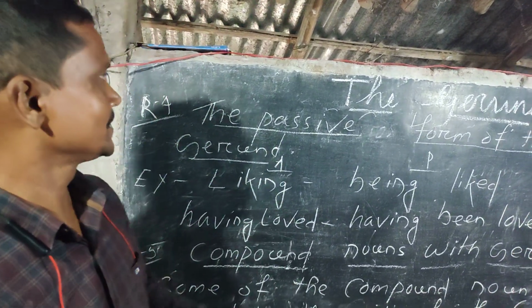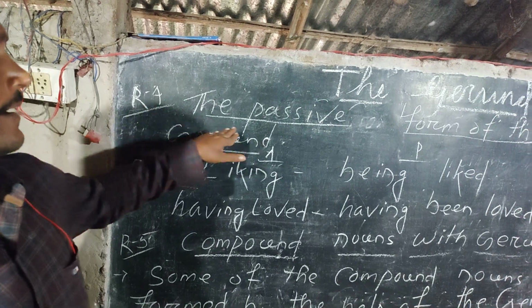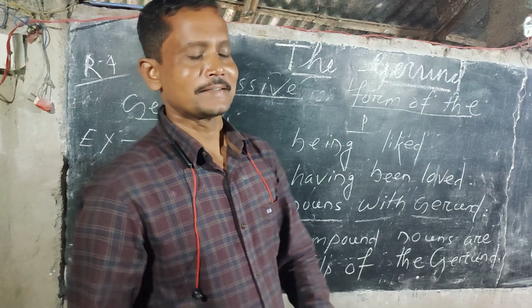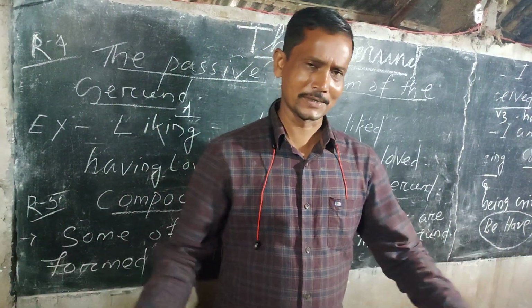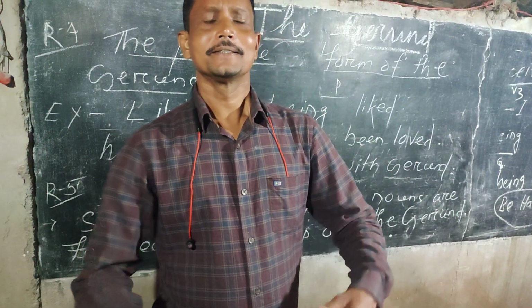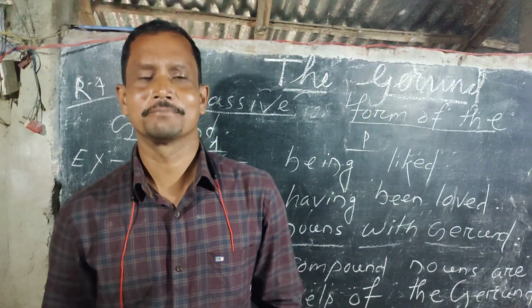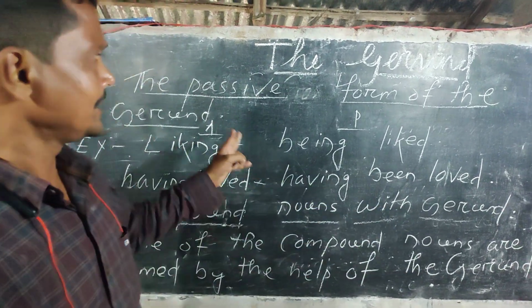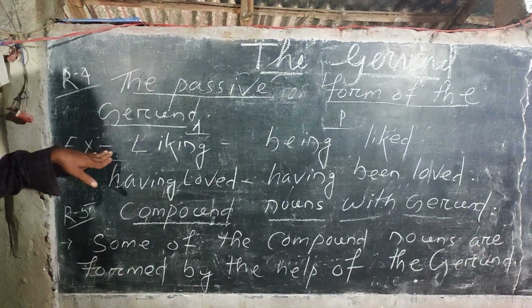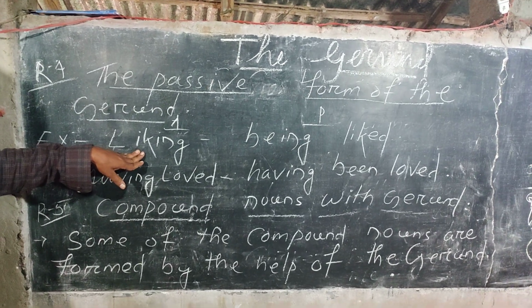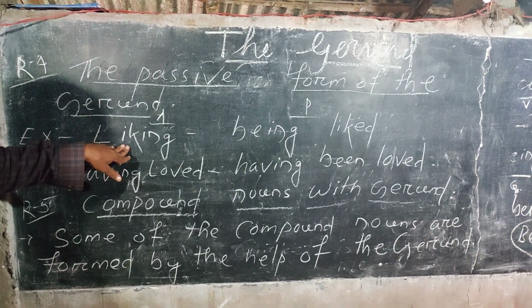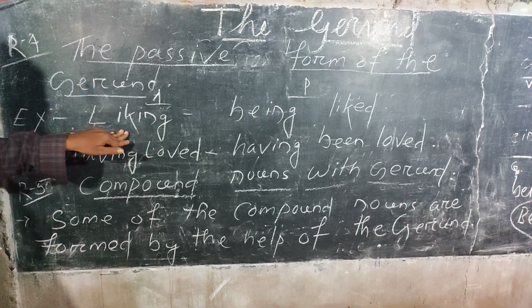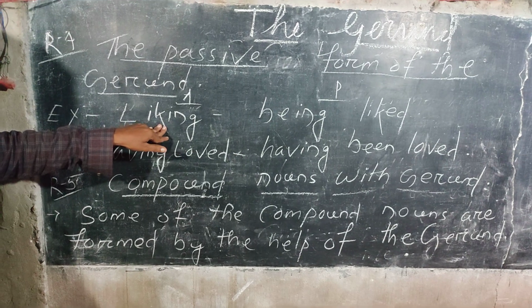Let's proceed towards rule number 4, and that is the passive form of the gerund. That means as of the other patterns of the sentences, the gerunds have also passive form. What are the passive forms? Let's give a look. The first one, perhaps liking. You can say liking or killing or writing likewise. But I have taken here the example of the verb like.